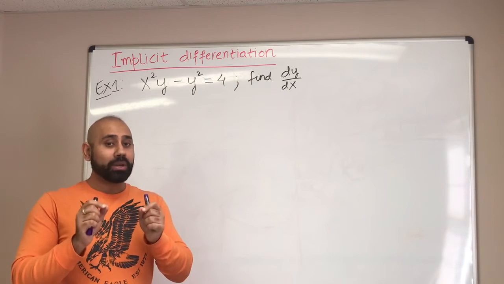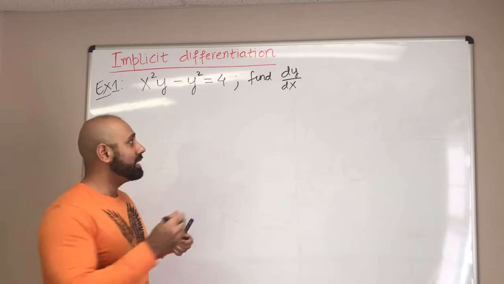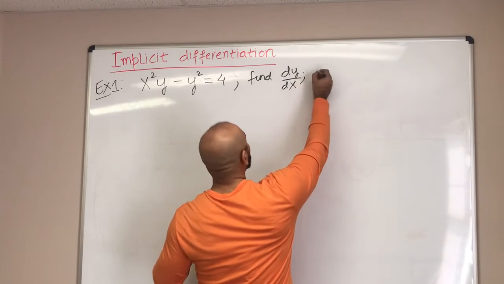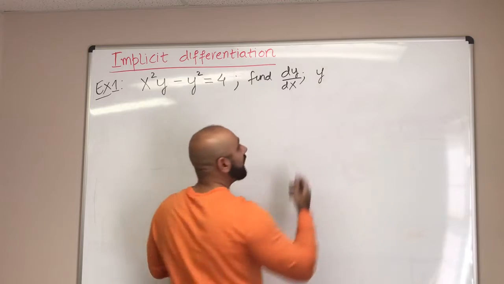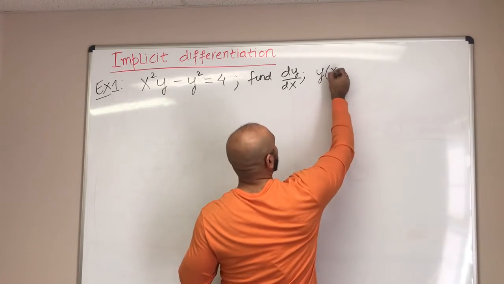And the most important thing is whenever I see this y, we think of that y as not just y by itself. We already know y is a function of x. And how do you actually write it? What is the notation for that? You write it like y of x.